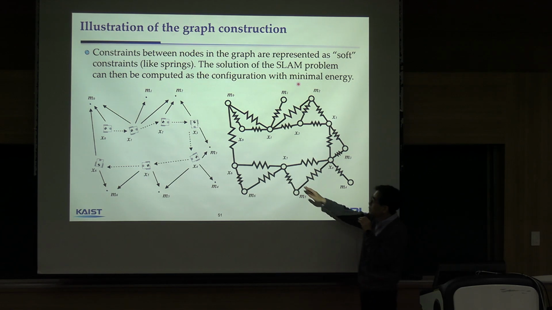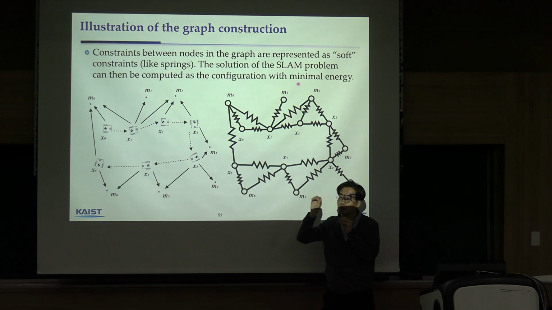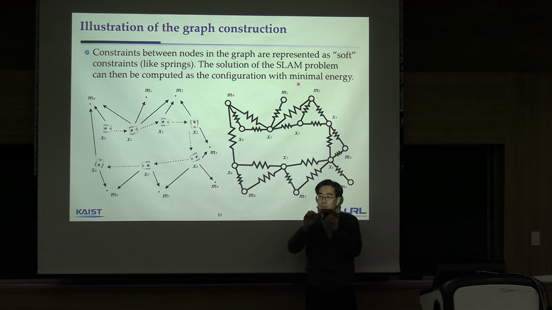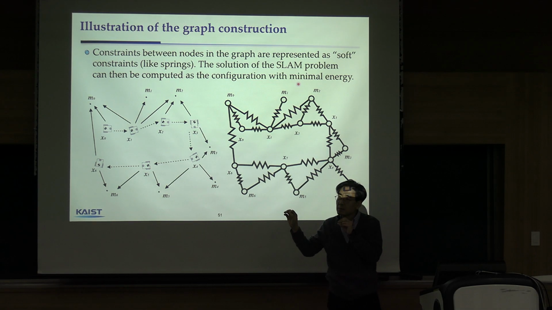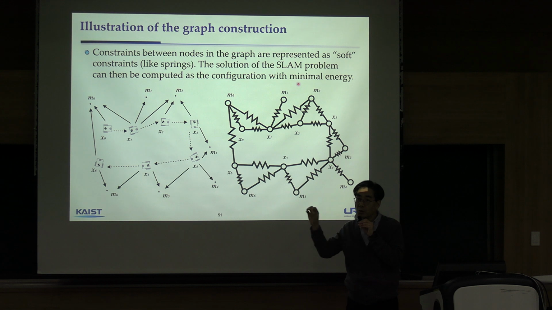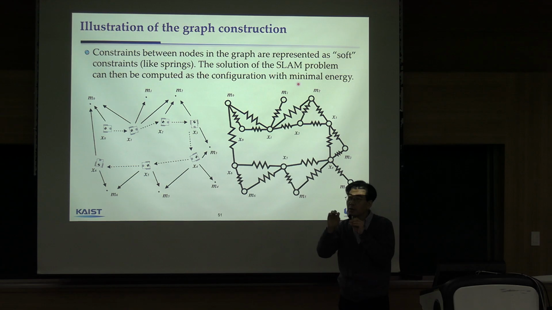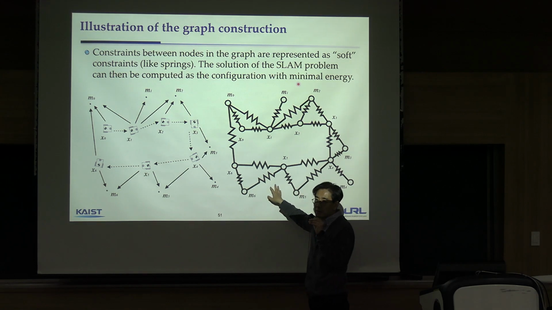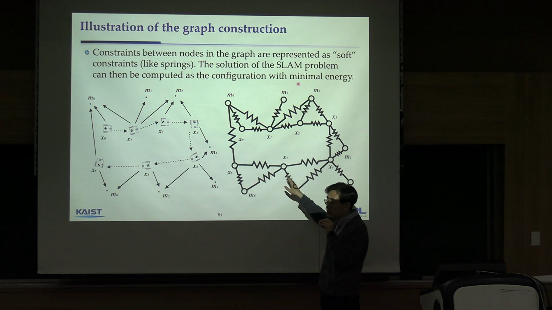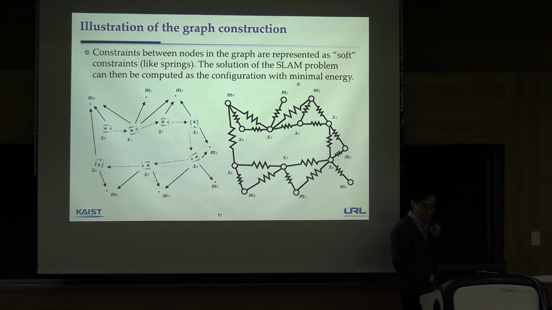Usually this steepness is modeled using the covariance. If you have a small covariance, that means it is very reliable. If you have a small covariance, then it is a reliable constraint. That means we can connect them using a very strong spring. If you have a large covariance, that means it is not reliable. That means we have a very soft spring. You can model this steepness using such covariances.